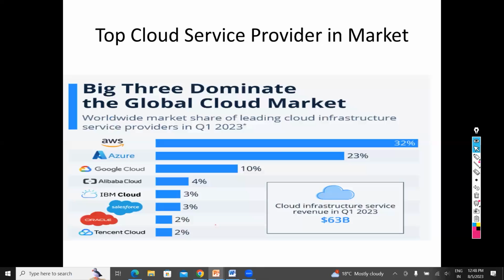So in the current market, we have three major cloud service providers. First is AWS. You see this is the Q1 report of 2023. 32% of the market is captured globally by AWS. On the second number, we have Microsoft Azure, and the third is Google. So Google is also competing. These are the three current top cloud service providers who are providing services to all the organizations.